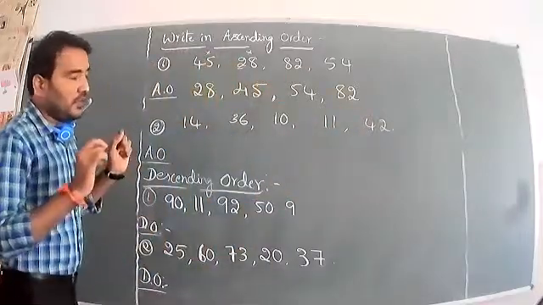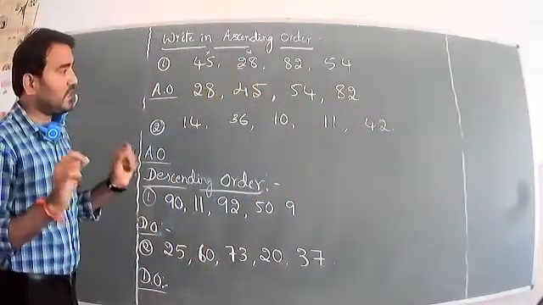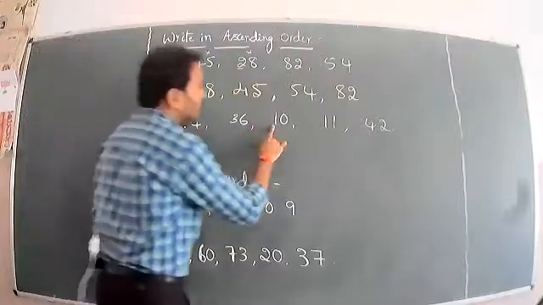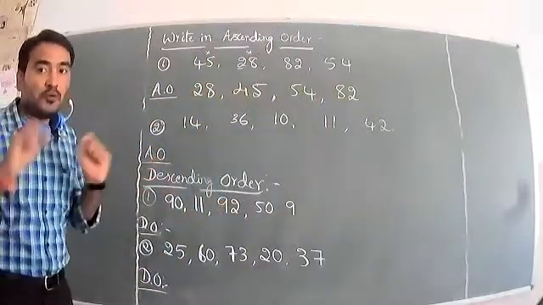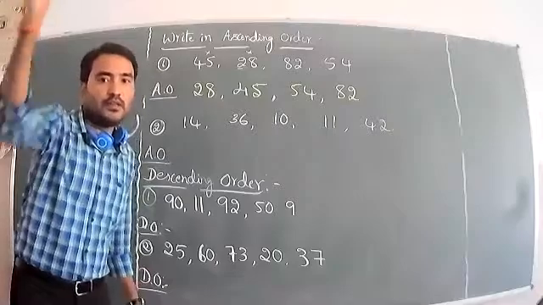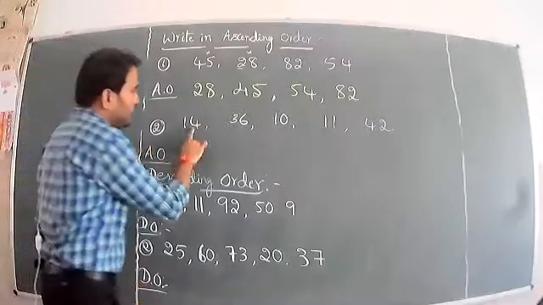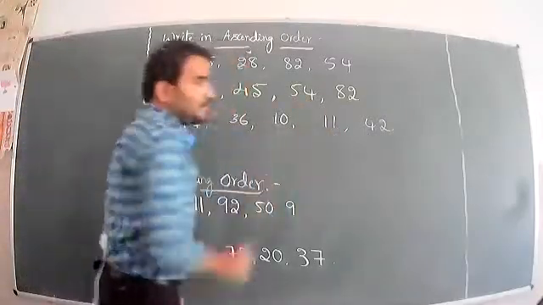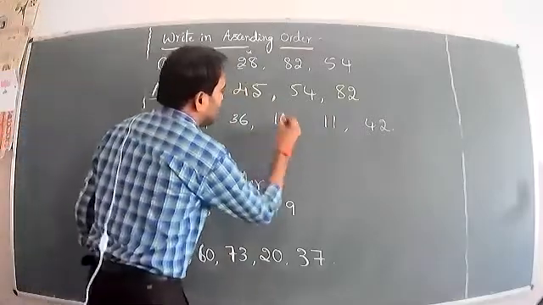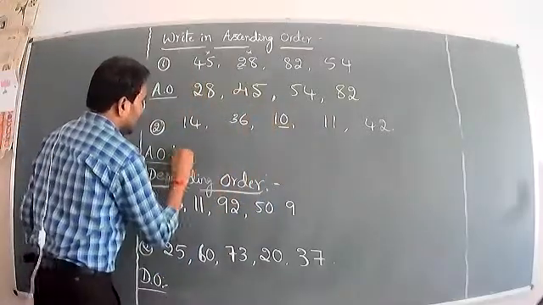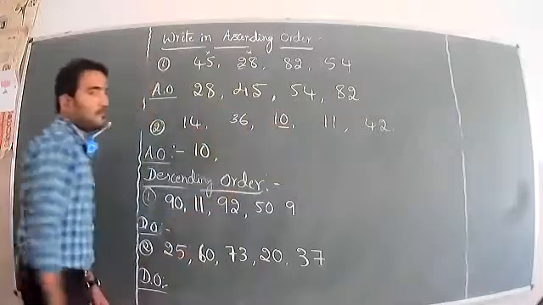The tens places are the same: here 1, here 1, here 1. The tens places are same, so we go and check the ones places. Here 4, here 0, here 1. So now which number is smaller? Yes, 10 is smaller, because the ones place is 0.